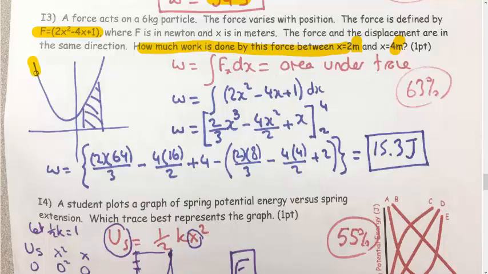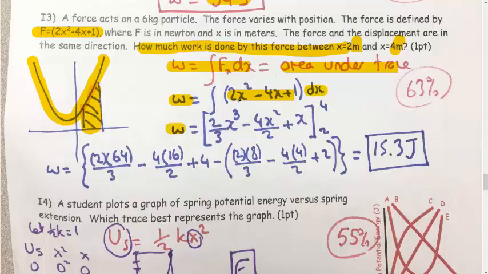So it's not the right graph, it's just a representative graph. And here's the bit I'm interested in. So I say work is equal to the integral of F(x) dx, which equals the area under the trace. So the work is equal to the integral of F(x), which is 2x squared minus 4x plus 1, dx.